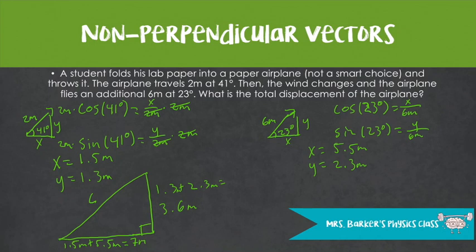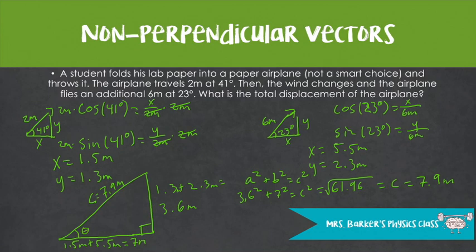So I have my two sides of my triangle. I'm going to use the Pythagorean theorem to find the third. A squared plus b squared equals c squared. So that would be 3.6 squared plus 7 squared equals c squared. C squared equals 61.96. So if I take the square root of that, that's going to give me approximately 7.9 meters. And now I can find the angle.